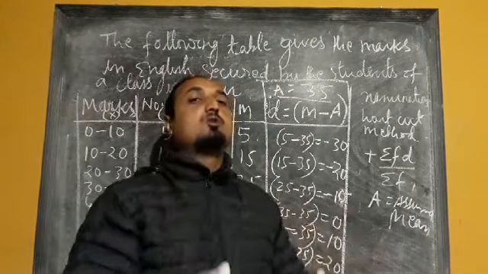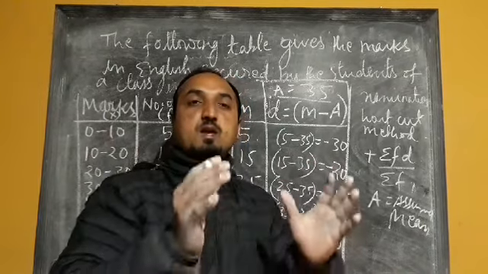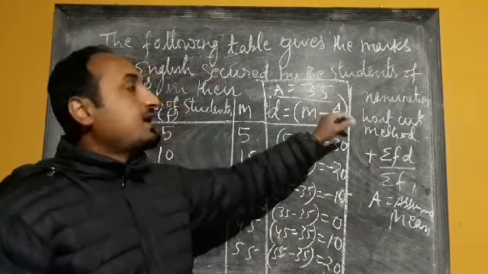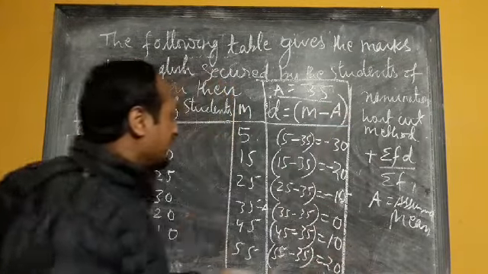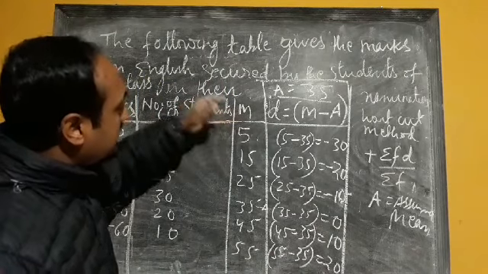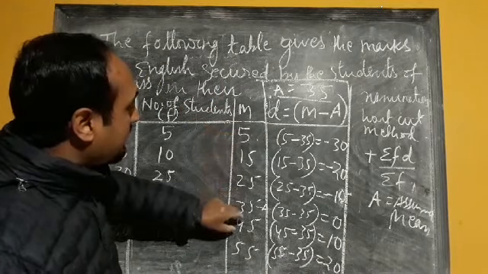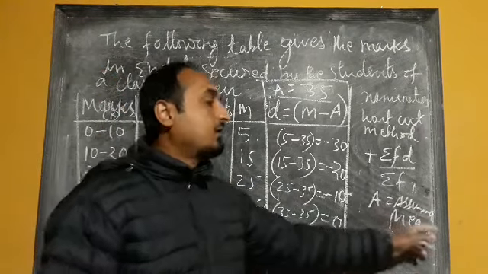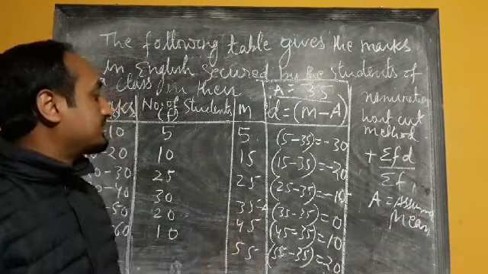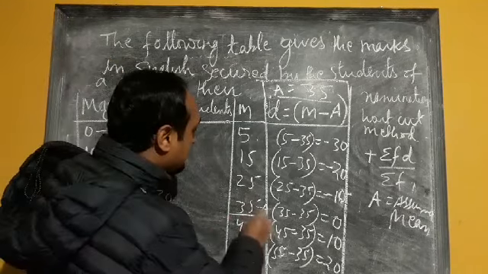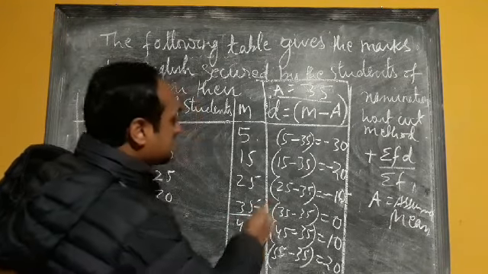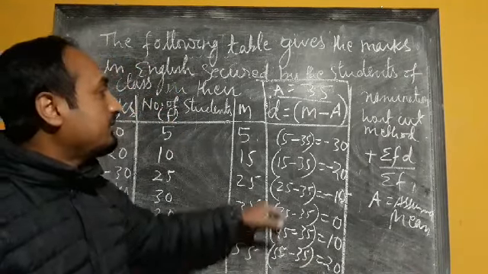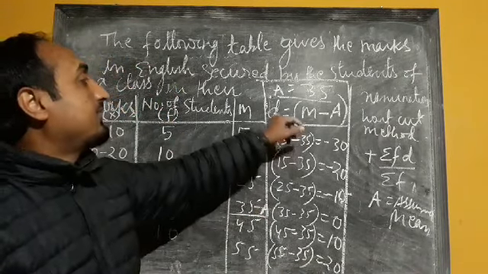What is the formula? D equals m minus a. What is m? M is the mid value calculated from the given observation, and a is the assumed mean. Assumed mean means from the values of m, it may be 5, 15, 25, 35, 45, 55. Any one of these values can be taken as assumed mean. According to our example, we have taken 35 as assumed mean, and on the basis of this assumed mean 35, we have calculated the value of d.